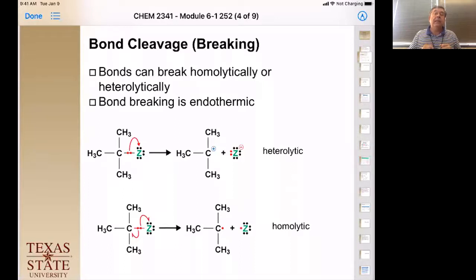Now, one important thing to know is that bond breaking is endothermic, and we're going to learn that endothermic means it absorbs heat to do so. That means that bond forming is usually exothermic, or gives off heat. And we'll talk about thermodynamics in this chapter.